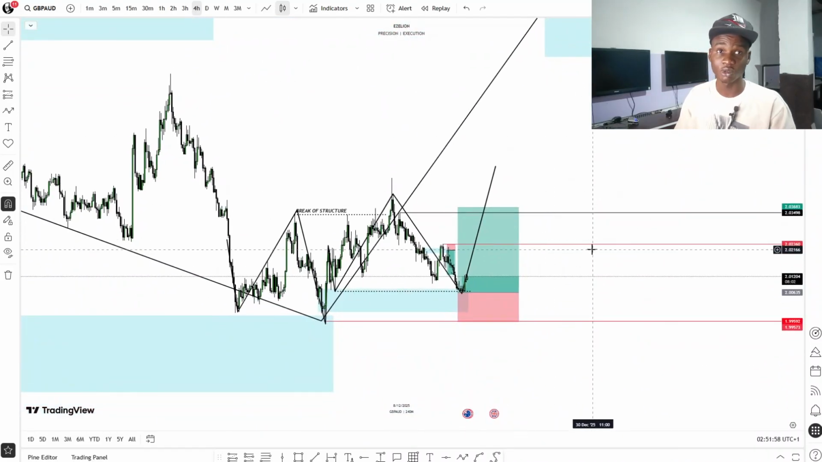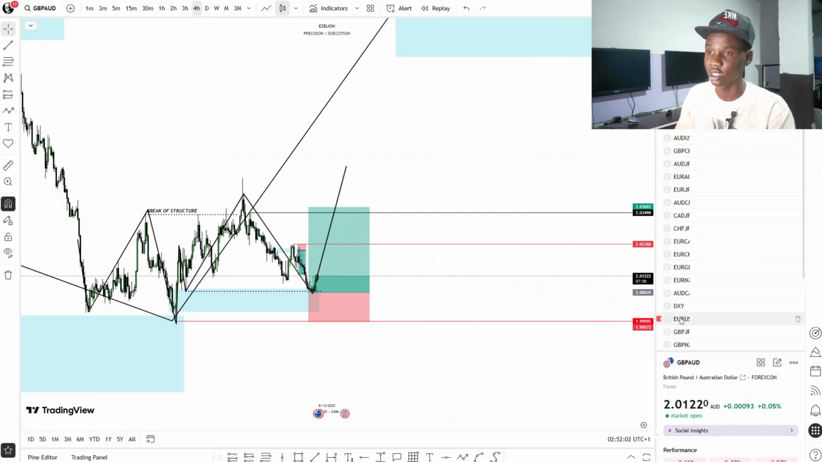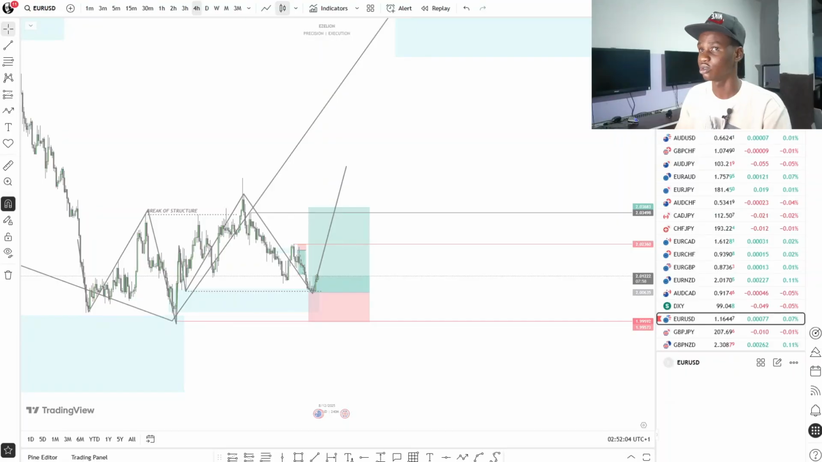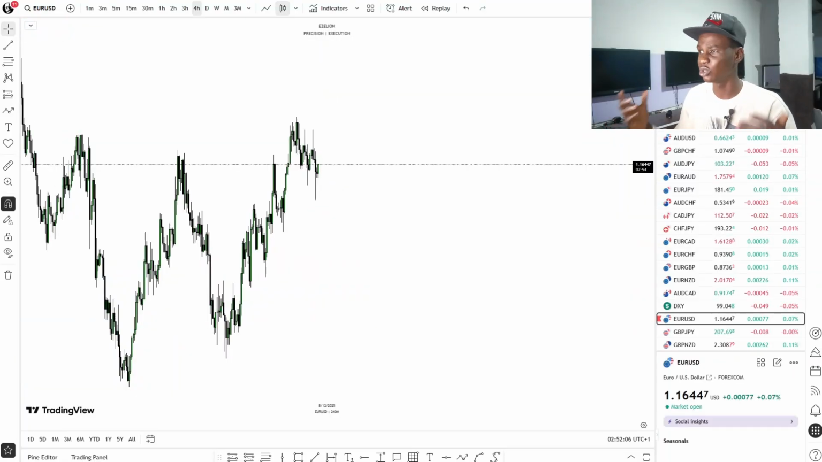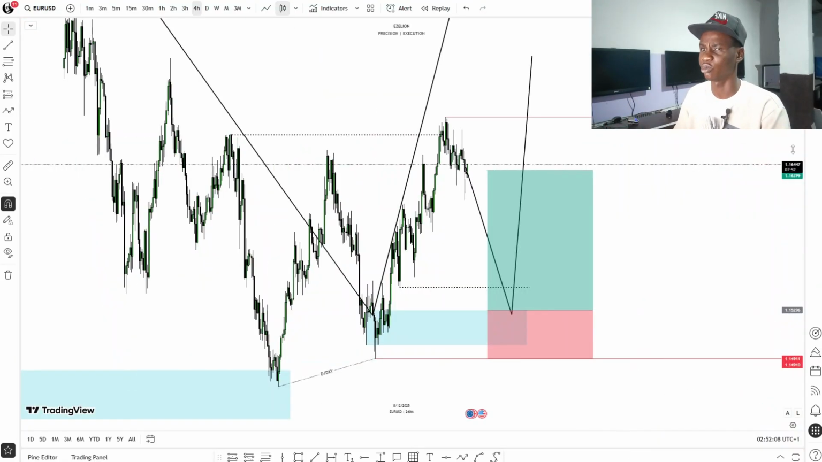And we actually have a second trade. It's a limit order that is not yet triggered on EUR/USD. These are the two trades that I'm currently active on. I've not really done analysis yet. If I do analysis, I'll come up with it.